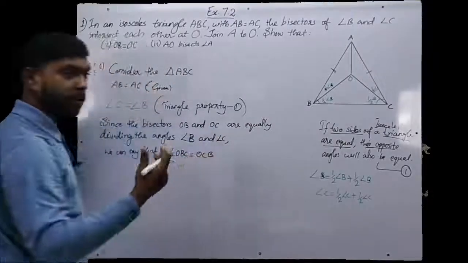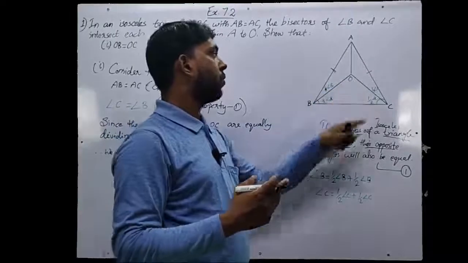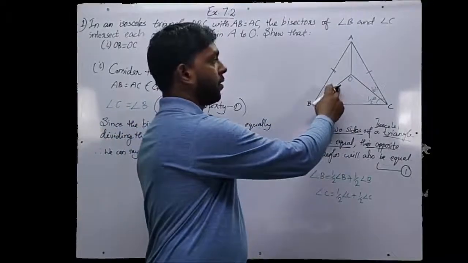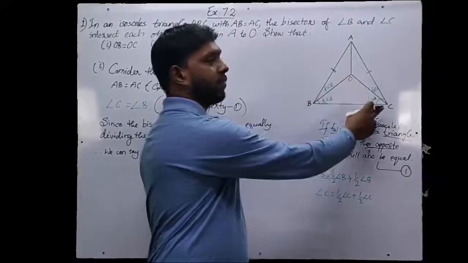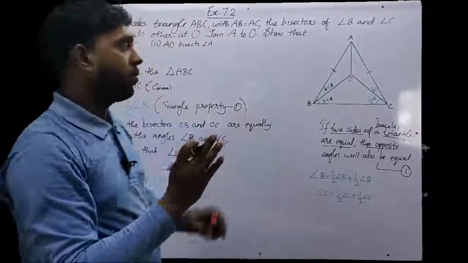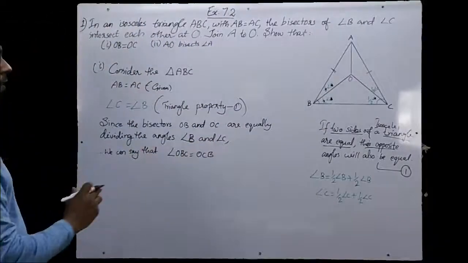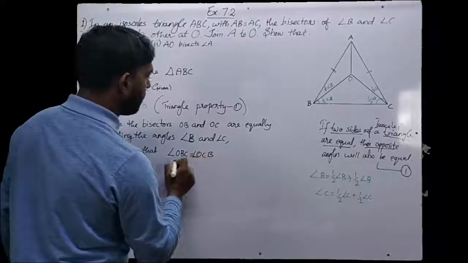So let me repeat it. Why is angle OBC equal to OCB? Because this is a bisector. Why is this angle equal to this angle? Because it's a bisector. Since it's a bisector, it's dividing this angle into two portions. So looking at here, we understand that these two angles are equal.